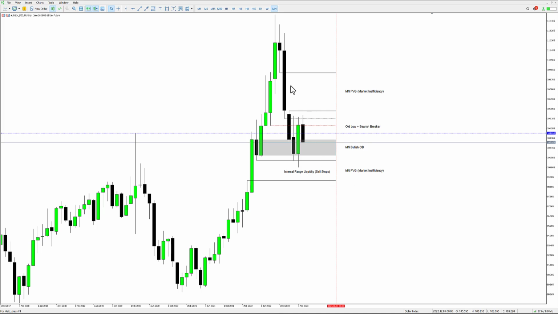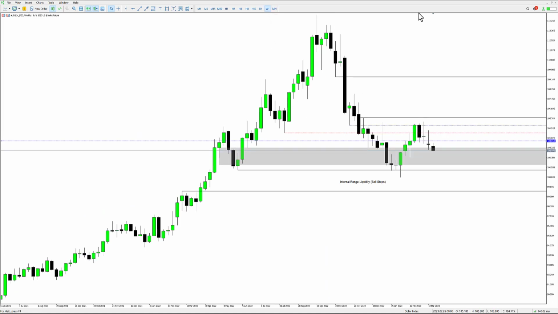Though we've also got market inefficiency in premium here, but I expect this one to just be a resistance provider in terms of price movement. So yeah, I'm looking for dollar to trade to the downside from a monthly point of view.